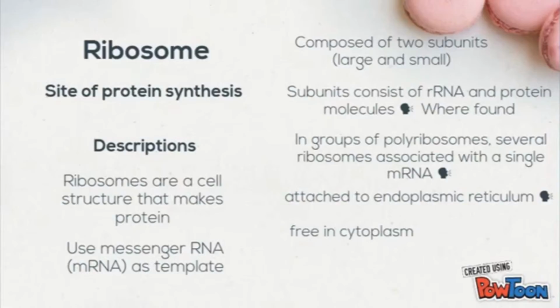RNA is the template. The ribosome is composed of two subunits, large and small. Subunits consist of RNA and protein molecules and are found in groups called polyribosomes. Several ribosomes are associated with a single RNA, which attach to the endoplasmic reticulum. They are free in the cytoplasm.